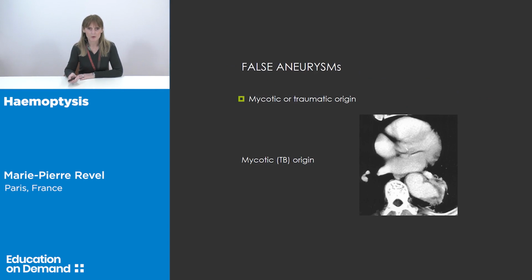False aneurysms also occur from the aorta. They are mainly of mycotic or traumatic origin. This is a very impressive case that I had several years ago, and this false aneurysm was fistulizing. The patient had a fistulization in the bronchial system, and it was due to tuberculosis infection.